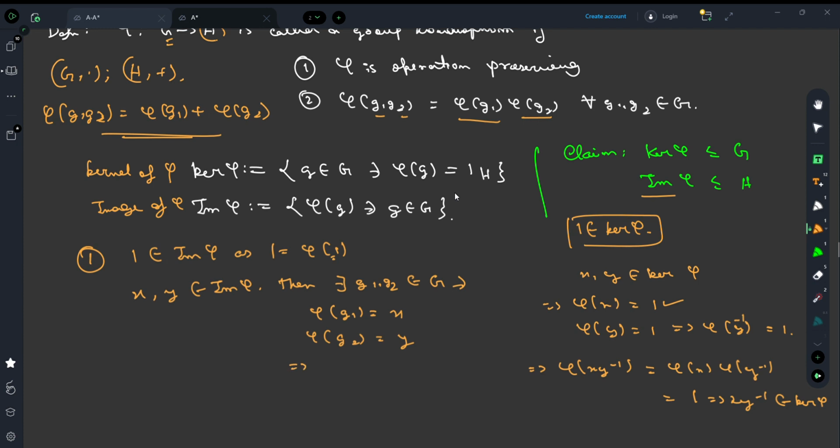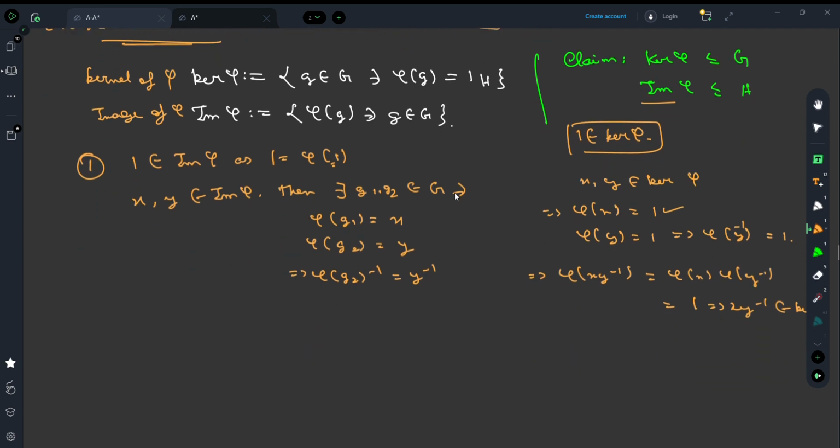What can I say about, so if phi of g2 is y, then that immediately implies phi of g2 inverse is y inverse, right? What you can do is you can just right multiply on both sides by phi of g2 inverse and then you can left multiply on both sides by y inverse, nothing else. So this implies phi of g2 inverse is y inverse. So y inverse is in the form of phi of g2 inverse. So this also immediately means that y inverse is in the image of phi.